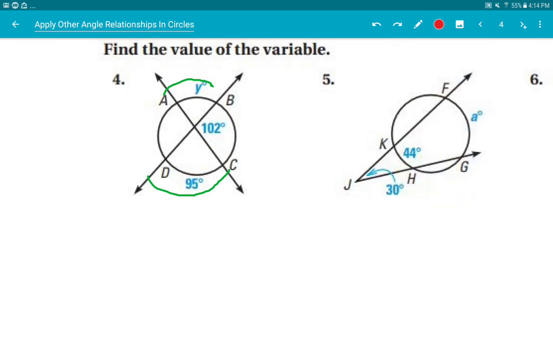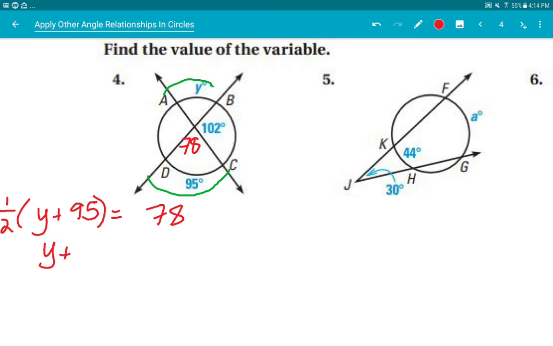All right, so notice that this is 102, so I know here that this is going to be equal to 78, right? Because that's a linear pair. So now I know 78 is just going to be the average of the two arcs that it intersects. So in a sense, y plus 95 times 1/2 is equal to 78. So y plus 95 is equal to 156. Y is equal to 61. So the measurement of y is going to be 61 degrees.